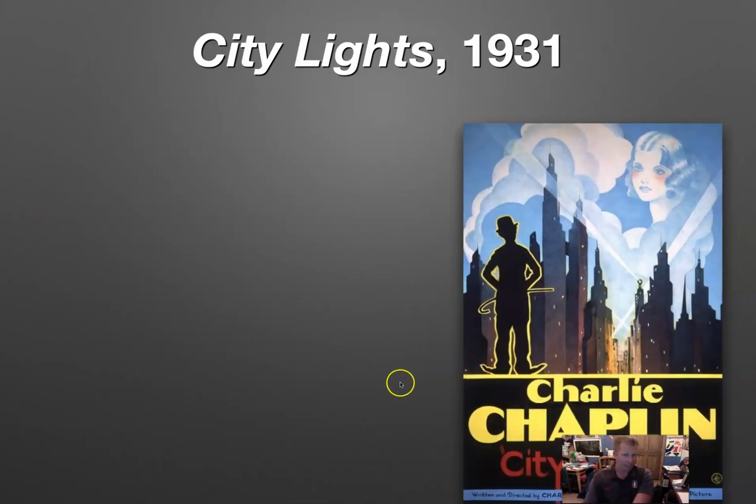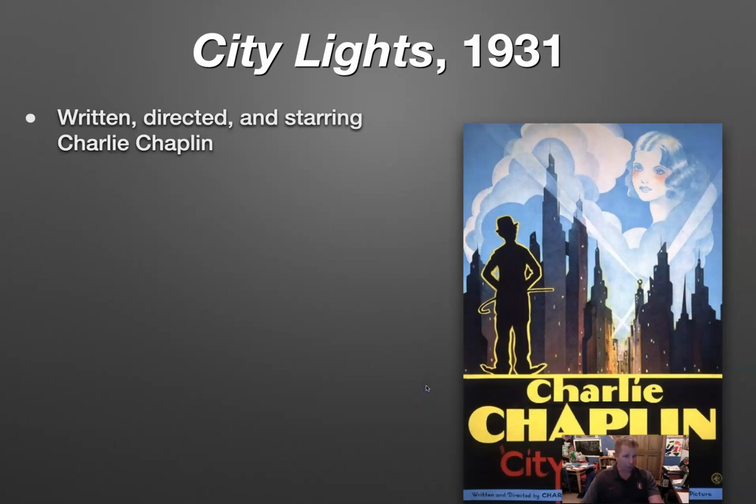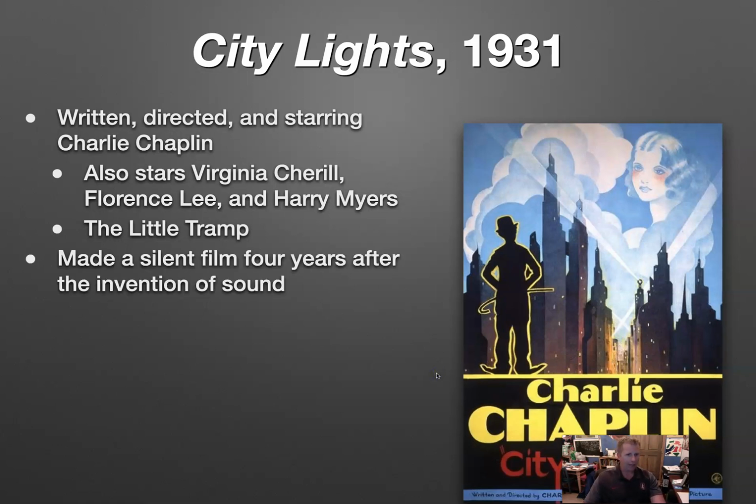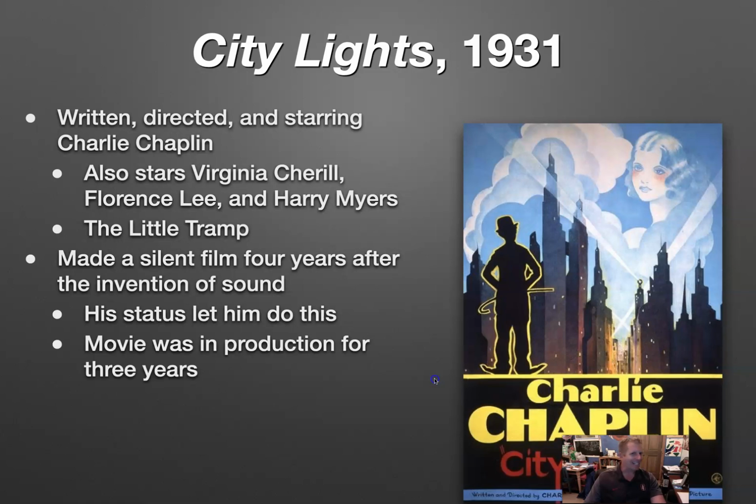So that being said, let's get to City Lights. This is our second and our last silent movie. If you look at the date, 1931, City Lights was released 4 years after the invention of talkies. Charlie Chaplin, being who he was, was still allowed to make a silent movie when everybody else was doing talkies. It was written, directed, and starred in by Charlie Chaplin himself. It also stars Virginia Cherrill, Florence Lee, Harry Myers. It stars his recurring character, the Little Tramp. And like I said, it was made as a silent film, technically silent, using pantomime, 4 years after the invention of sound. His status let him do this.